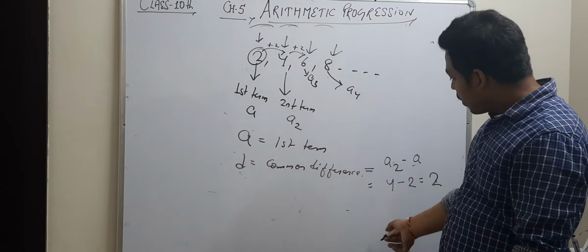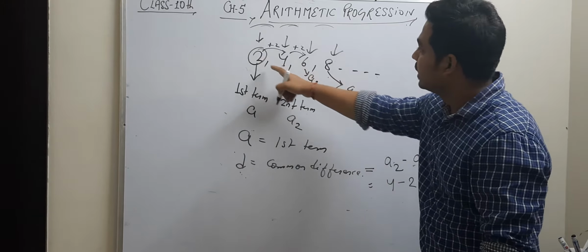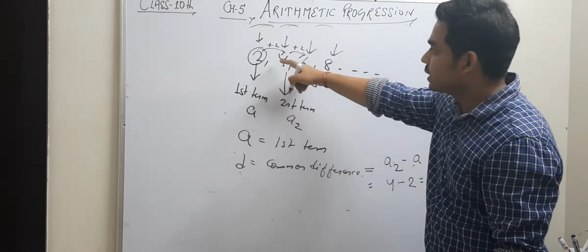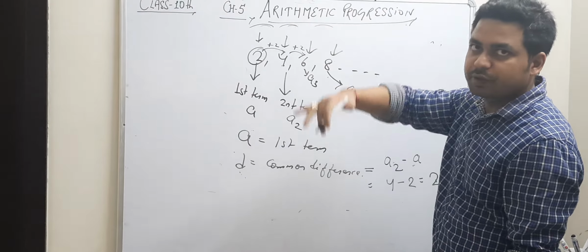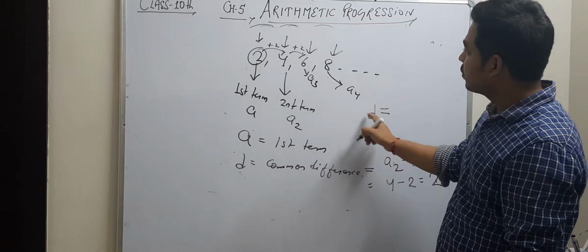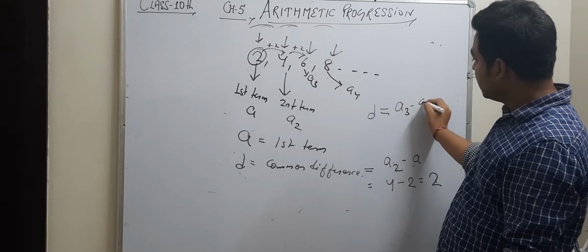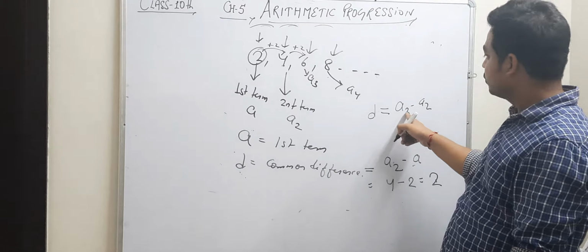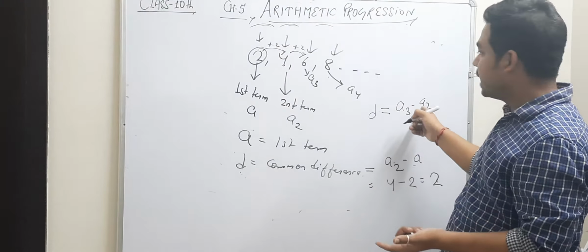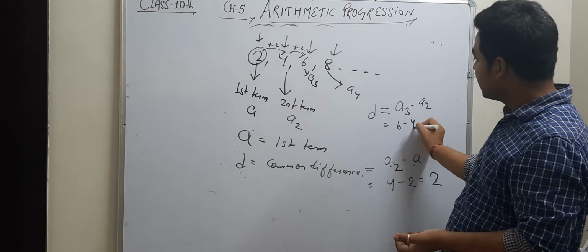ओके, और निकालना है तो और चेक कर लो. हम लोग A2 माइनस A1 भी कर सकते हैं, A3 माइनस A2 भी कर सकते हैं. मतलब जो प्रीसीडिंग नंबर है उसके बिफोर नंबर है उसको सब्ट्रैक्ट करना है D निकालने के लिए. तो D क्या हो जाता है कॉमन डिफरेंस, द A3 माइनस A2. मतलब जो नेक्स्ट टर्म है उसमें से पहले वाले टर्म को माइनस करते हैं तो D निकल जाता है. ठीक है, तो ये भी सेम आएगा 6 माइनस 4 2.